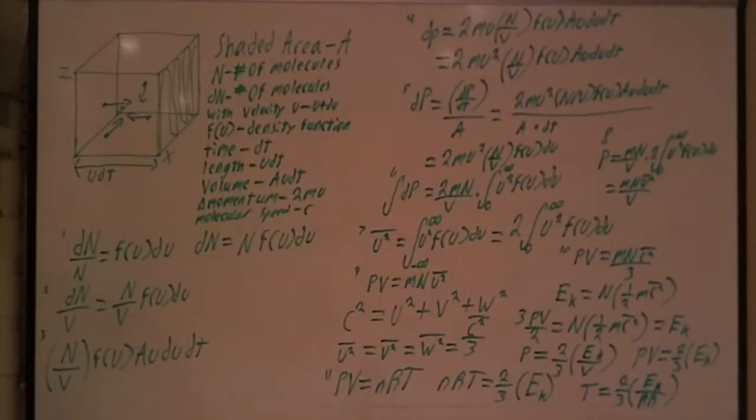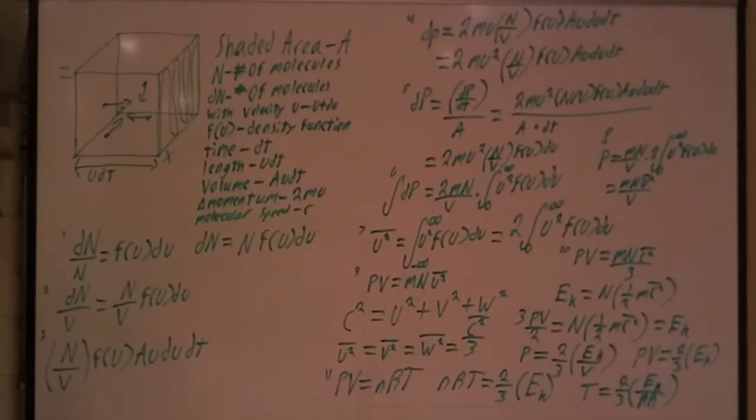Now if we take this volume times the expression we obtained here, we get the amount of molecules that collide per volume, which is n over V times f(u) A u du dt.